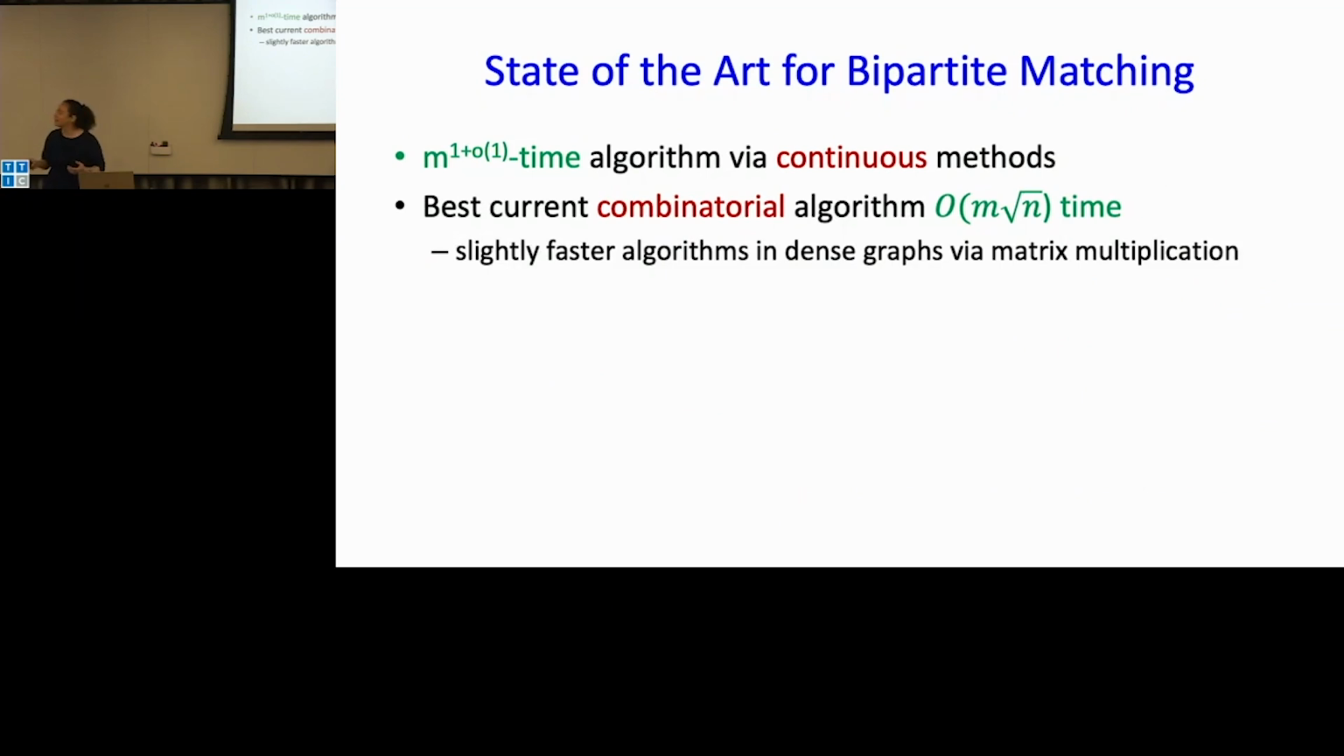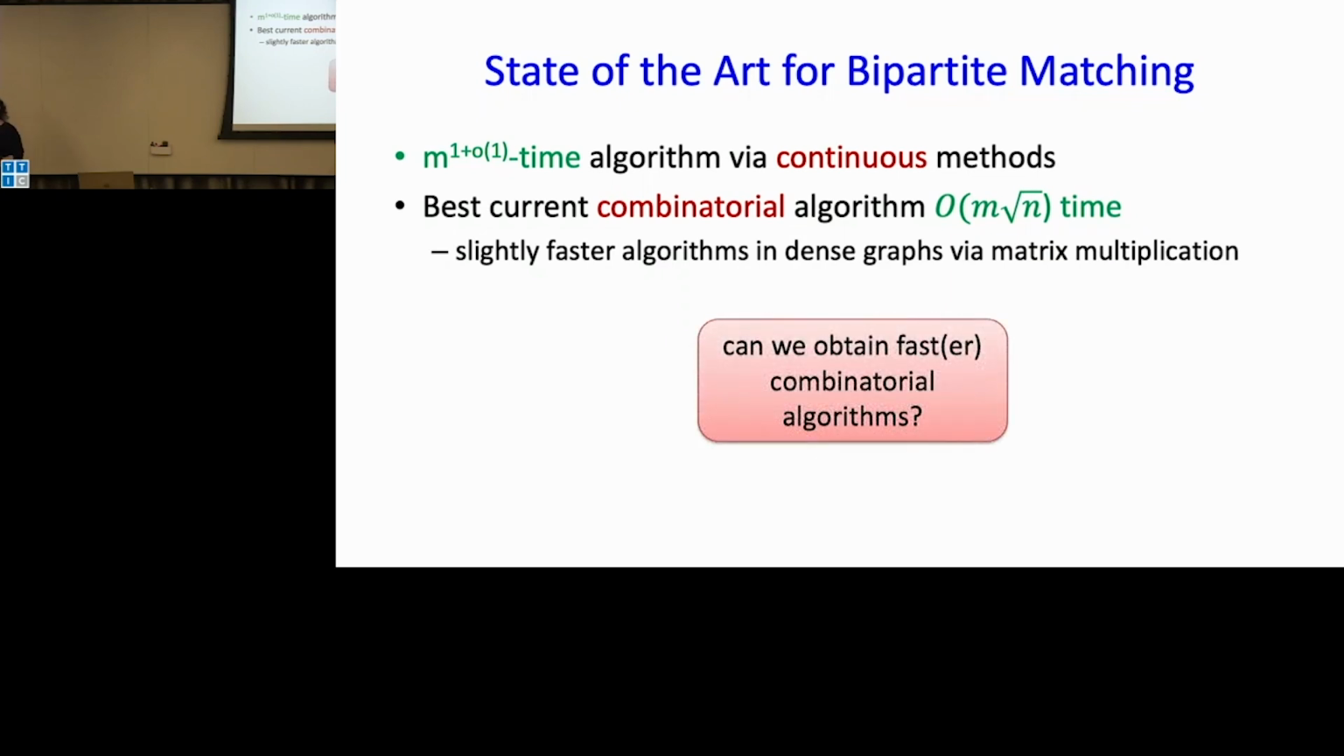So to summarize, here's where things stand. If you're using these continuous methods, you get super fast algorithms. But if you stick to old-fashioned combinatorial algorithms, then the 1973 result of Hopcroft and Karp is still the best that we have. And so a natural question to ask is, is this situation necessary? Do we need to use continuous methods to get fast algorithms? And can we get faster algorithms by using combinatorial methods?